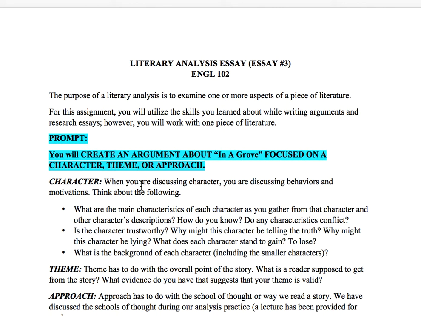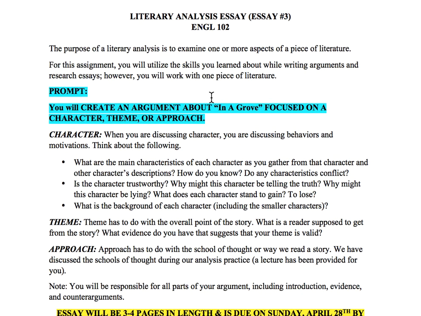So if you have questions about this, let me know. But as I said, choose what's most interesting to you, because generally if you choose something that is of interest to you, it's much, much easier to write the 3 required pages.